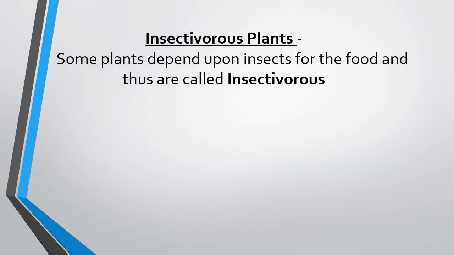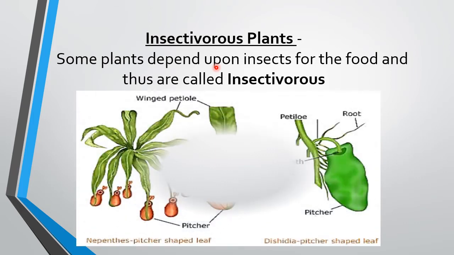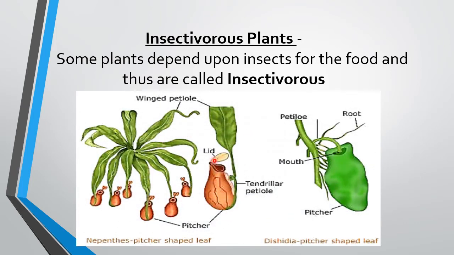What we are going to see next is the insectivorous plant. From the name itself we can understand that some plants eat insects. Such plants we call insectivorous plants. They trap and digest the insects. One such example is the pitcher plant. Here two examples are given, Nepenthes and Dischidia. The Nepenthes plant traps and digests the insects.